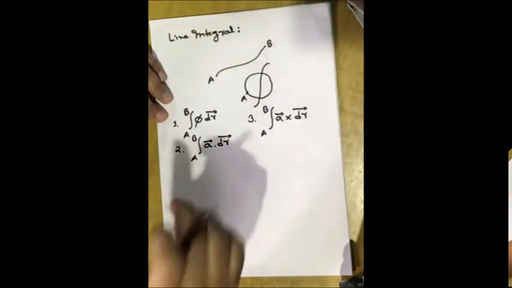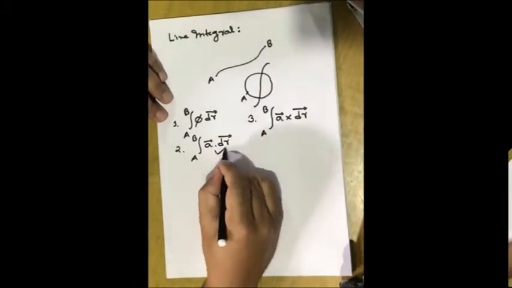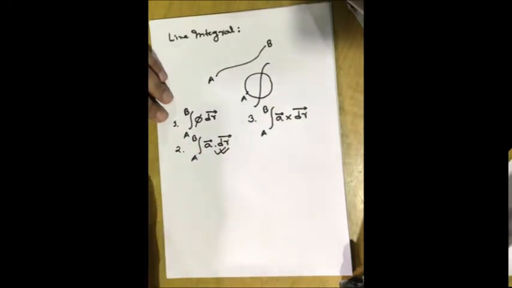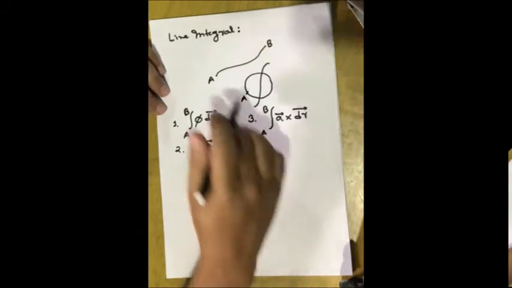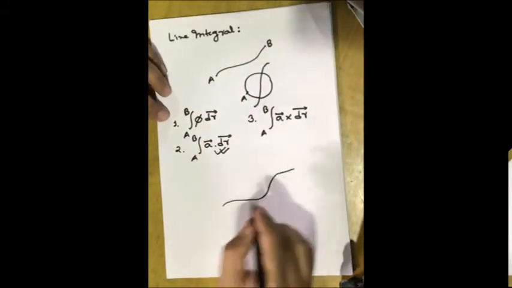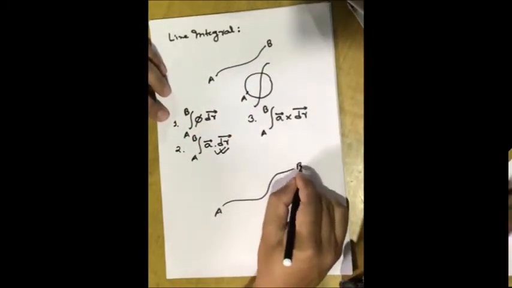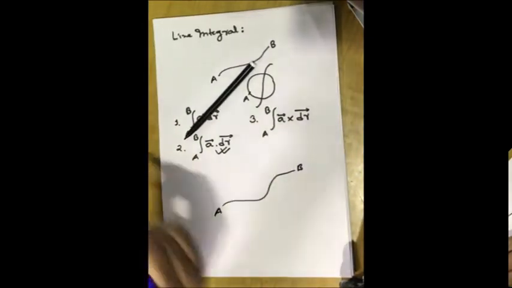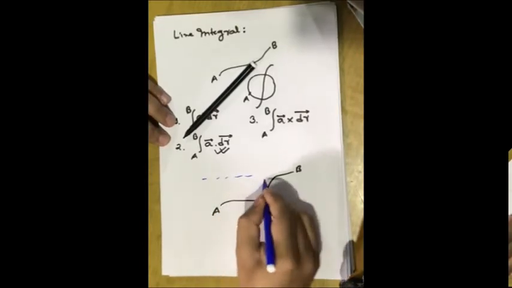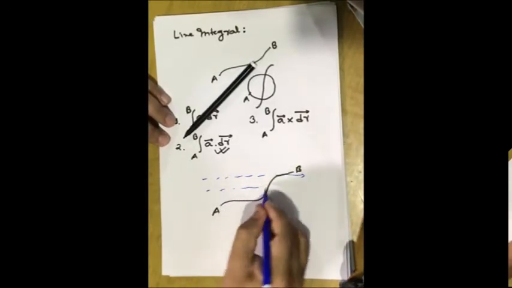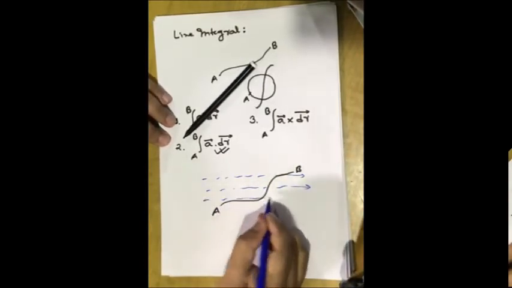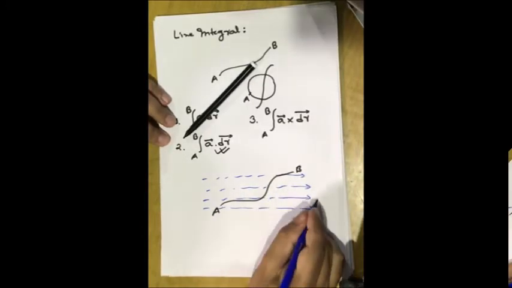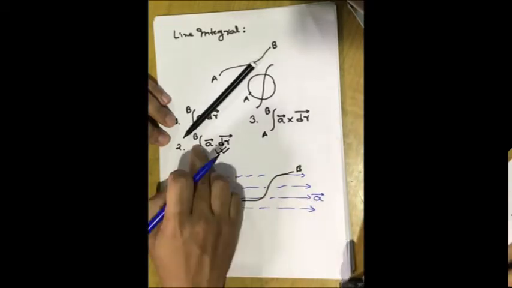Let me discuss the physical meaning of this line integral from A to B of A dot dr. Suppose A to B is a path here. There is a vector field existing in this region. Say this vector field is A, as I have mentioned here.